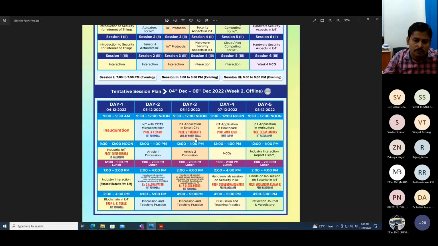Faculties like Professor Sarojju P. Mahanti from University of North Texas, working in the smart city area, Professor Amit Joshi working in the healthcare area, and Professor Devanjan Das working in agriculture, will discuss the related cases, and at the same time we'll do certain hands-on. So this is all about our course structure.